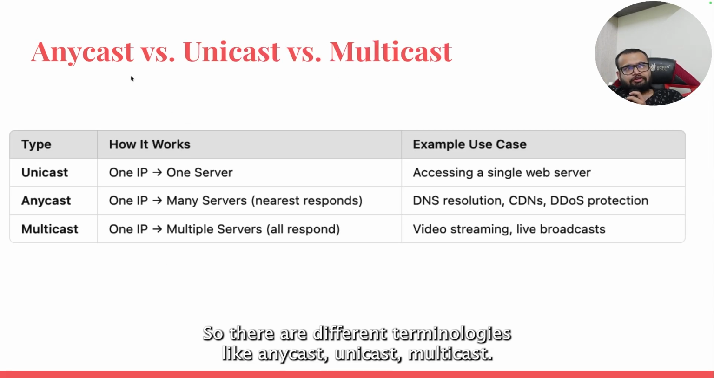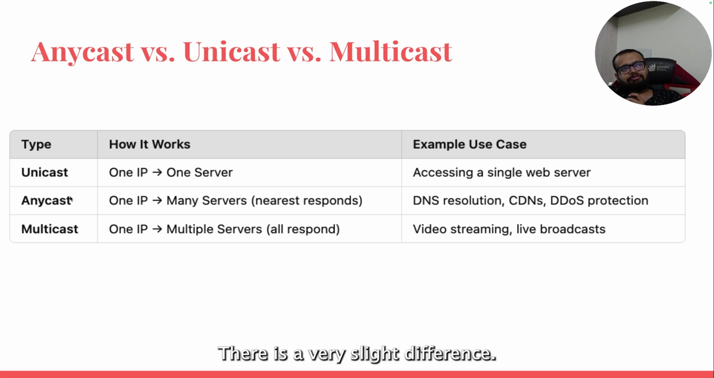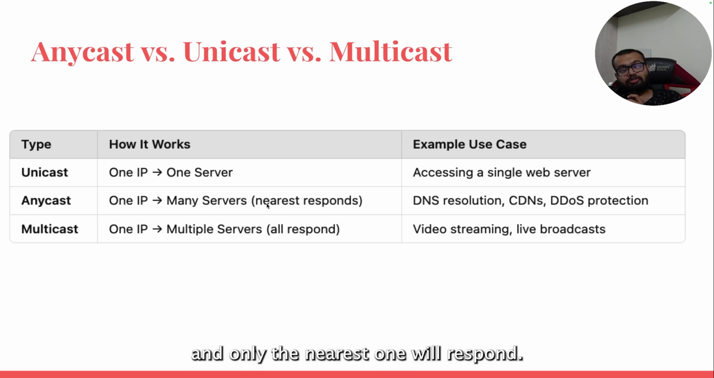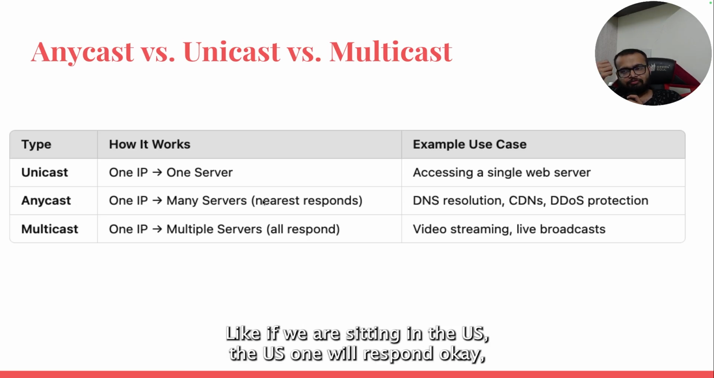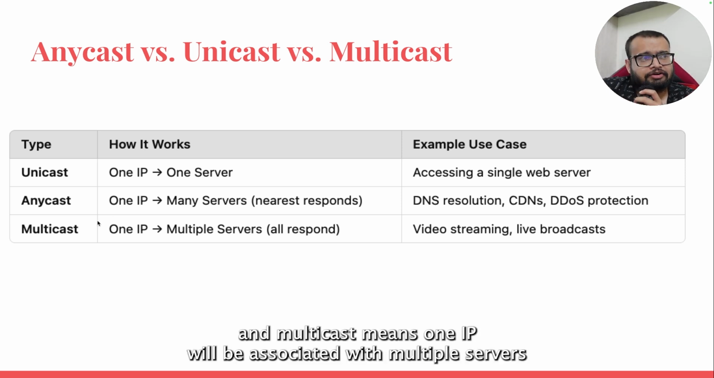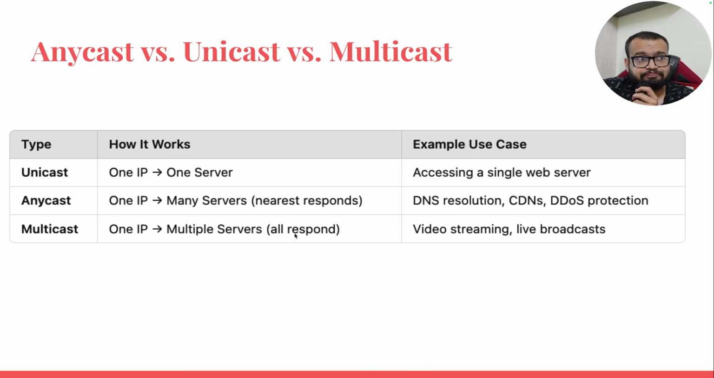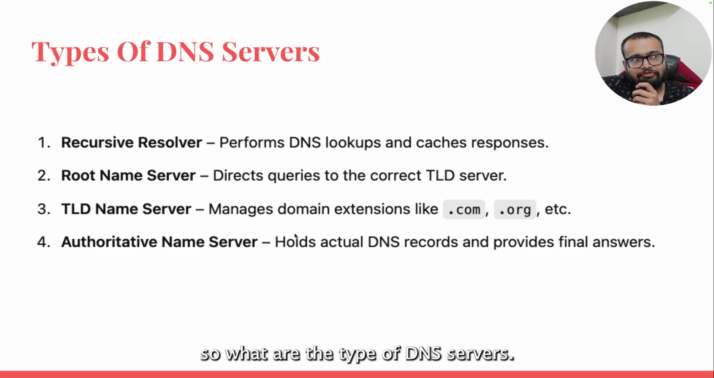There are different terminologies like Anycast, Unicast, and Multicast, with very slight differences. Unicast is one IP associated with one server. Anycast is one IP associated with many servers, and only the nearest one will respond. Like if we are sitting in the US, the US one will respond. Multicast means one IP is associated with multiple servers and all will respond, as in video streaming or live broadcasts.